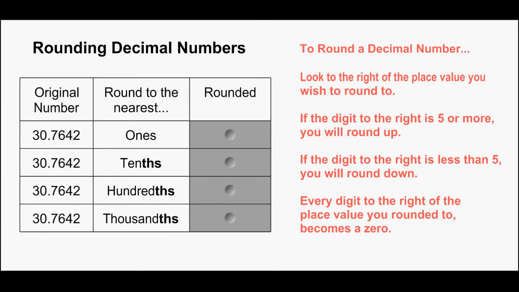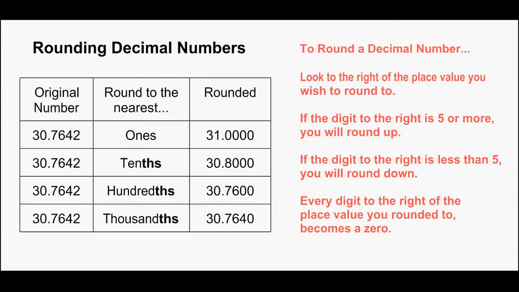Welcome back. Let's check your answers. When we round our number to the ones place, our answer is 31. Let's round our number to the tenths place. We have 30 and 8/10. Take the original number and round it to the hundredths place, and we have 30 and 76/100ths. Take our original number and round it to the thousandths place, and we have 30 and 764 thousandths.